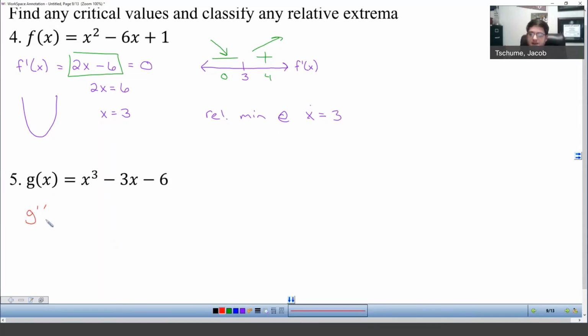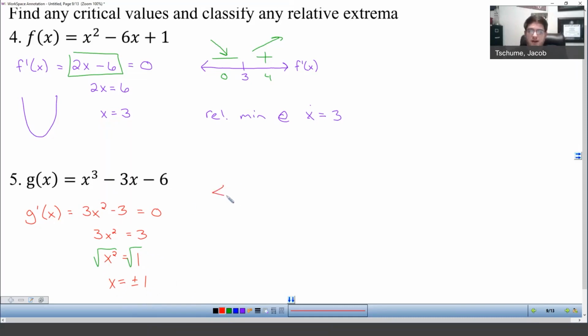So g prime of x is going to be 3x squared minus 3 that I am now going to set equal to 0. If I add the 3 over to the right-hand side, that is 3x squared equals 3. And if you divide both sides by 3, that is x squared equals 1. Be careful from algebra. If you take the square root of both sides, the square root property says that both of your critical values are going to actually be plus or minus 1. So you'll always do plus and minus when you take a square root to solve for x.